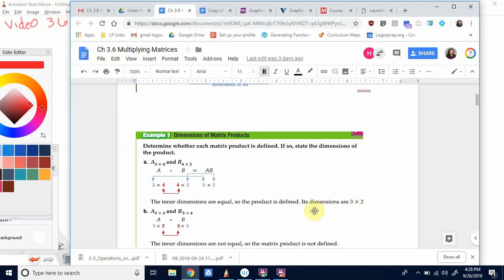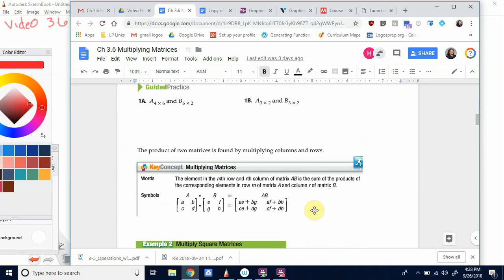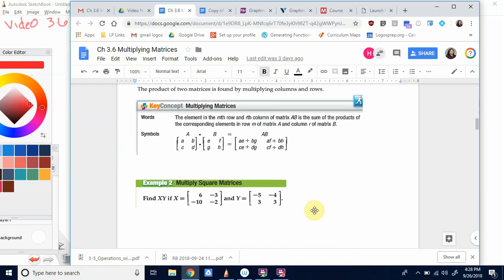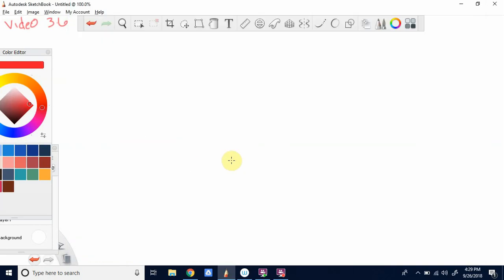So how do we find the product of two matrices? First of all, we ask ourselves, is it defined? In order to multiply matrices, if I want to multiply A times B, it's going to equal AB. What you're going to do is take the elements of this row times the elements of the first column and add them together. That sounds awfully confusing, so let me rewrite this a little differently.